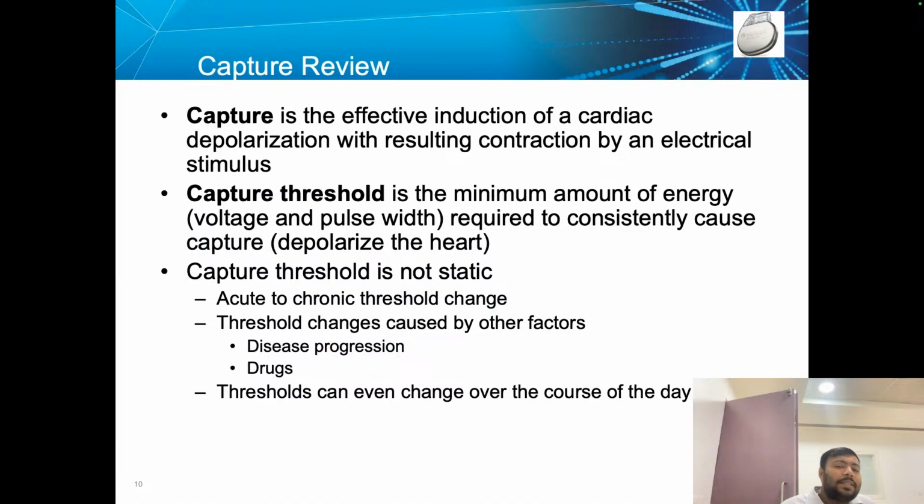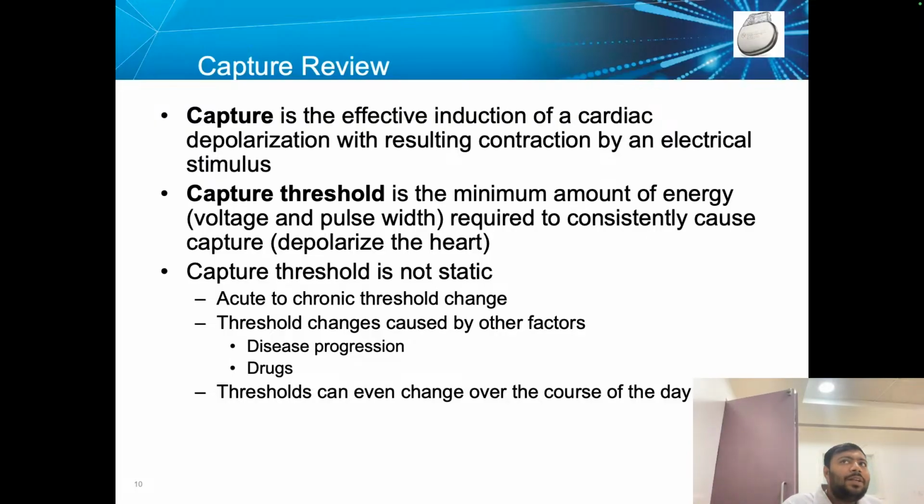Capture means that whatever electrical stimulus is given by the pacemaker, after that there should be a depolarization in the heart. In our terms we call that a capture, an effective capture. Then what is capture threshold? In simple terms, it is the minimum amount of energy required to depolarize the heart myocardium; that we call the capture threshold. Additionally, we will see about safety margin and these things in future slides.